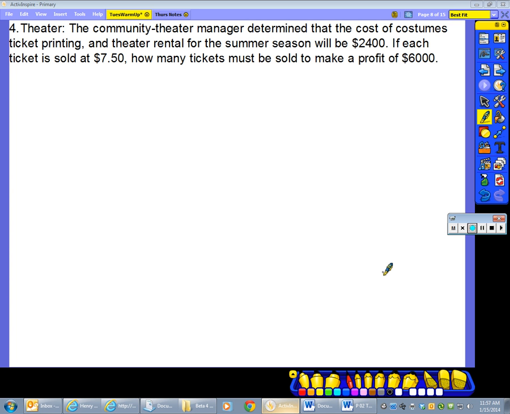Alright, so here we go. We've got the theater word problem. The community theater manager determined that the cost of costumes, ticket printing, and theater rental for the summer season will be $2,400. If the tickets are sold at $7.50, how many tickets must be sold to make a profit of $6,000?